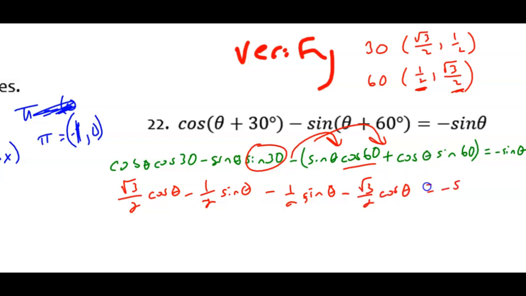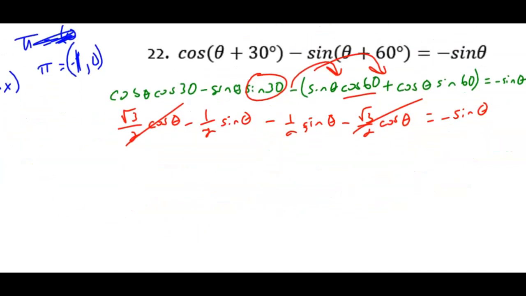Now we said this equals negative sine of theta. Let's see, can we cancel out anything? Absolutely. Radical 3 over 2 minus radical 3 over 2 is 0. And then you have negative 1/2 minus 1/2, which is negative 1. So that means this is negative 1 sine of theta, and we're trying to verify that equals negative sine of theta. And yes, this is the same thing. So this is verified.